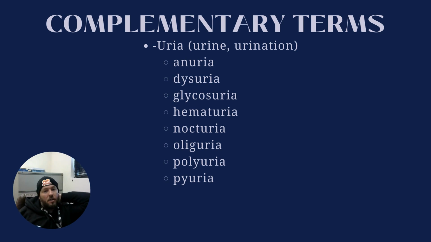Complementary terms. All of these terms on this slide here involve the suffix uria, which means urine or urination. Anuria is without, so not urinating at all. Dysuria is painful or difficult urinating. Glycosuria is sugar in the urine. Hematuria is blood in the urine. Nocturia is urinating at night. Oliguria is few or scanty, right? So urinating less than normal. Polyuria is urinating more than normal, a more than normal amount. And pyuria is pus in the urine.